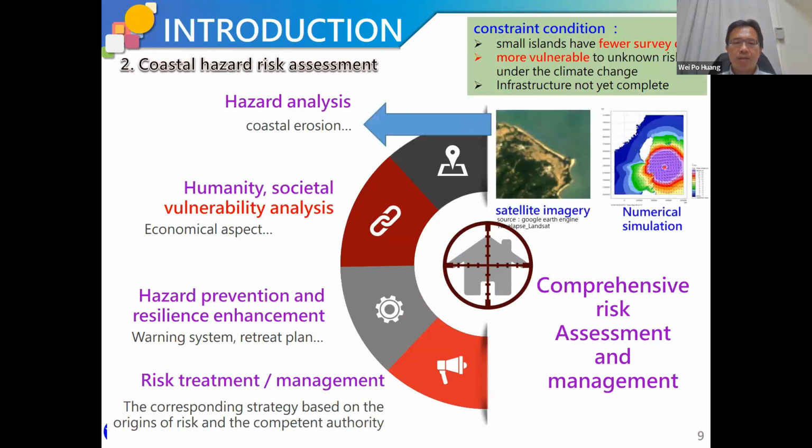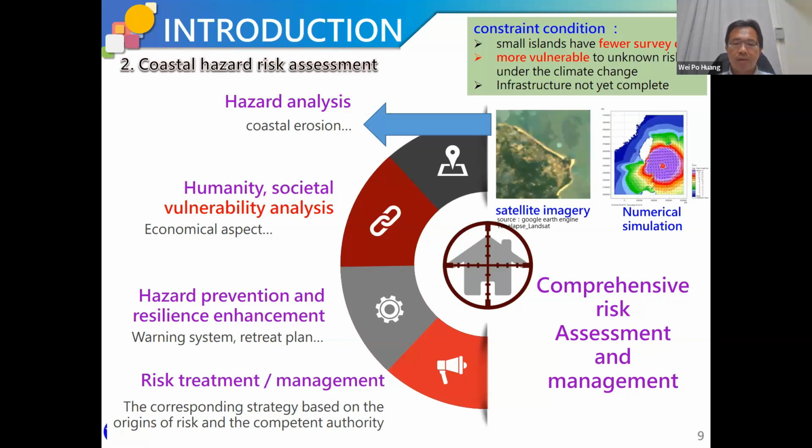To compensate for the insufficient data, satellite imagery and numerical simulation techniques are suggested. This allows for a more thorough understanding of potential hazards and aids in the development of effective strategies for coastal management and mitigation. Combining satellite imagery with numerical simulations enhances our ability to comprehensively assess and address coast hazard threats.